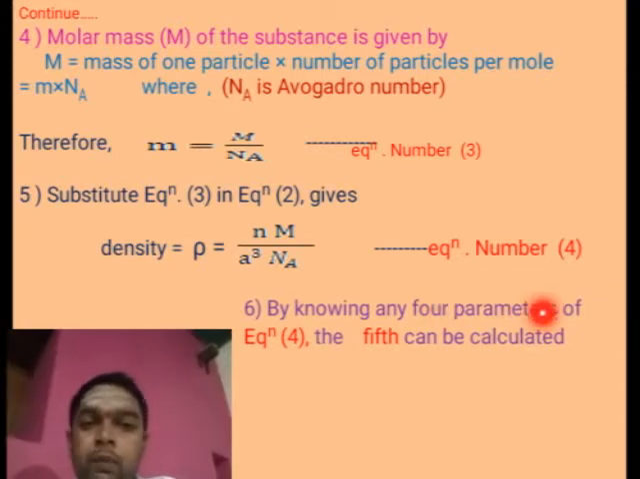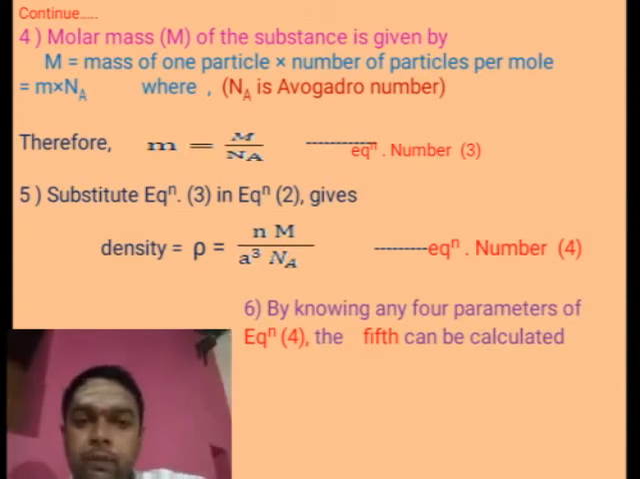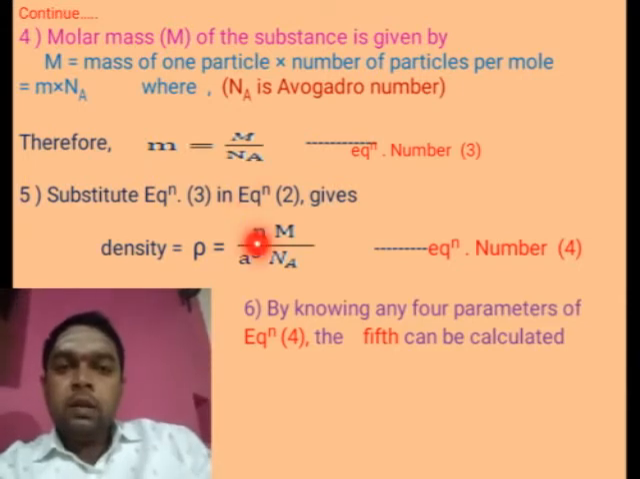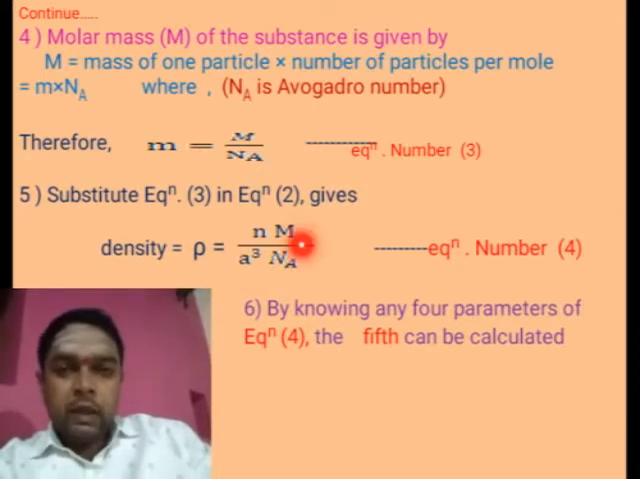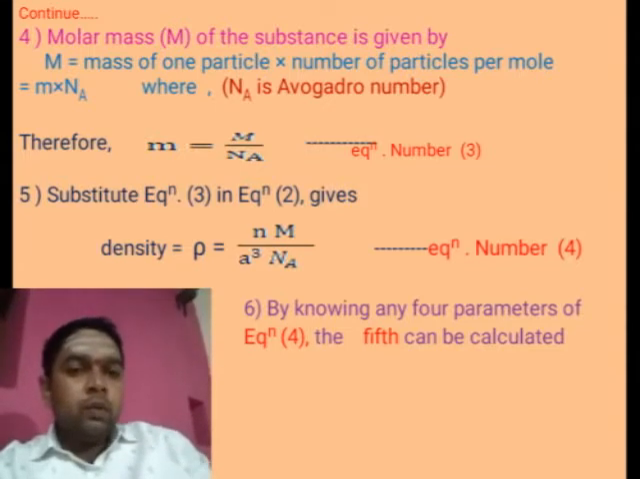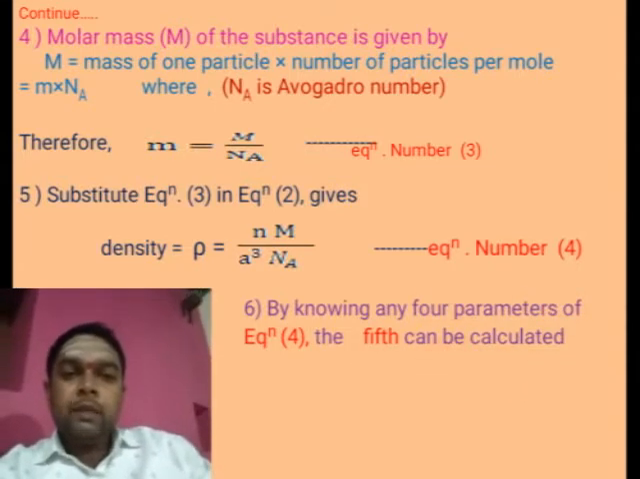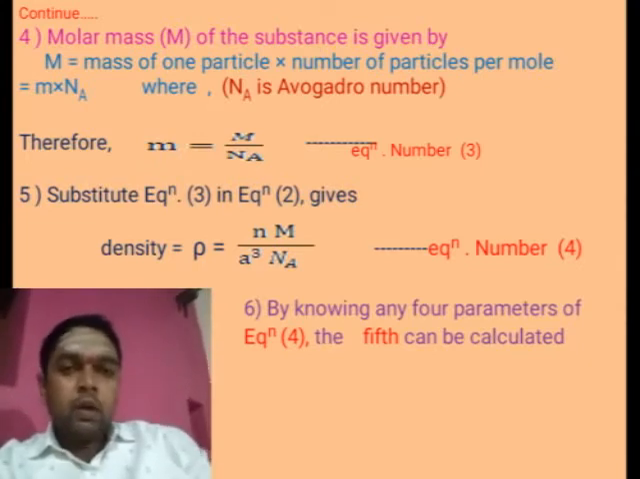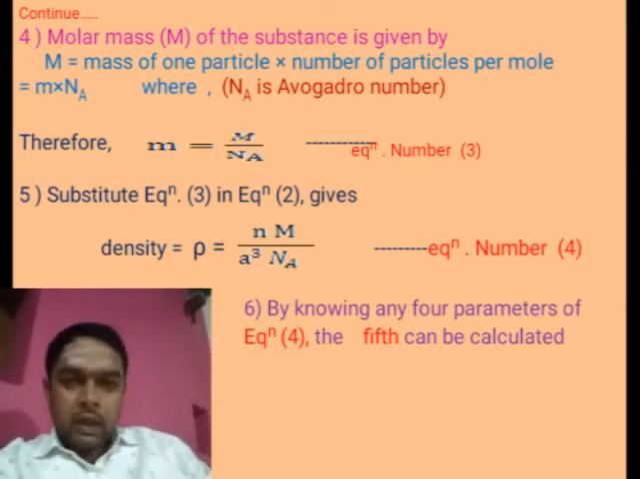By knowing 4 parameters in equation 4, the fifth can be calculated. In this density equation, this is the density rho, n is the number of particles, M is the molar mass, a cube is the volume of the unit cell, and N_A is Avogadro's number. If 4 parameters are known, then the fifth can be automatically calculated. This formula is most important for calculating the density or other corresponding parameters.